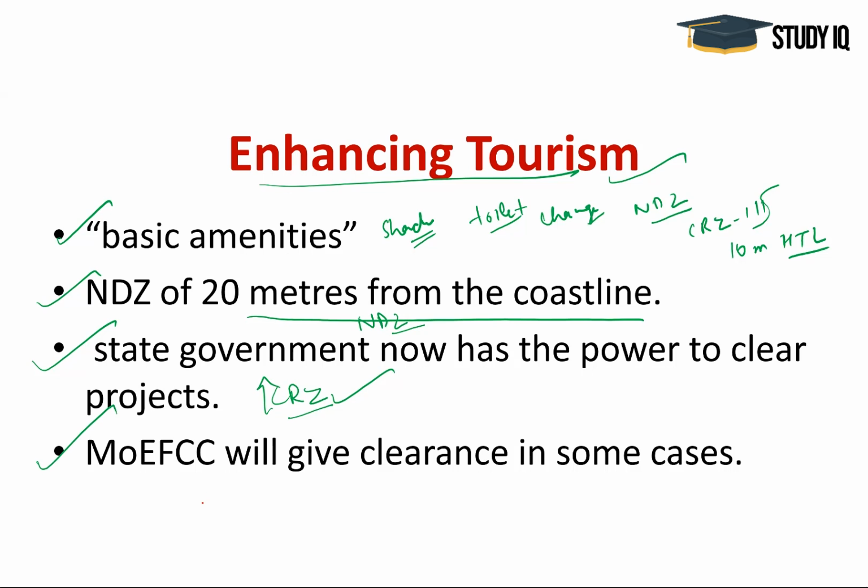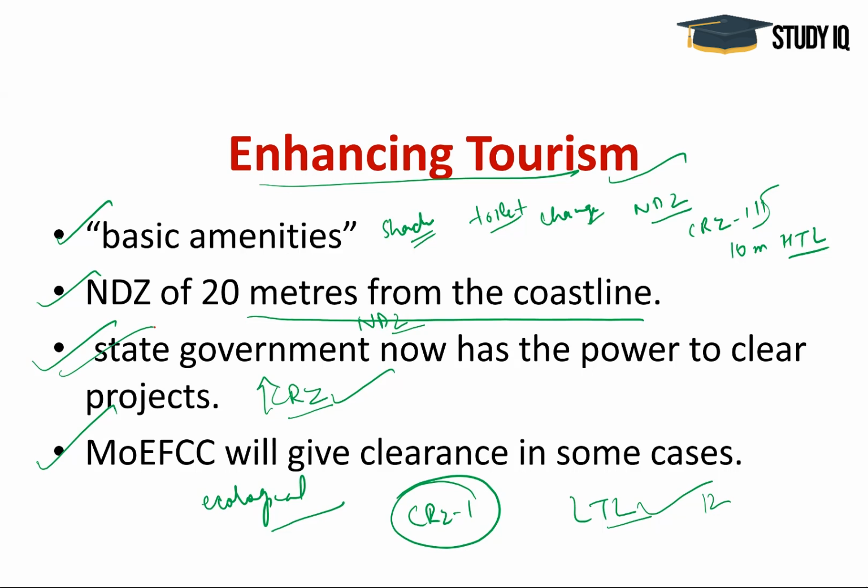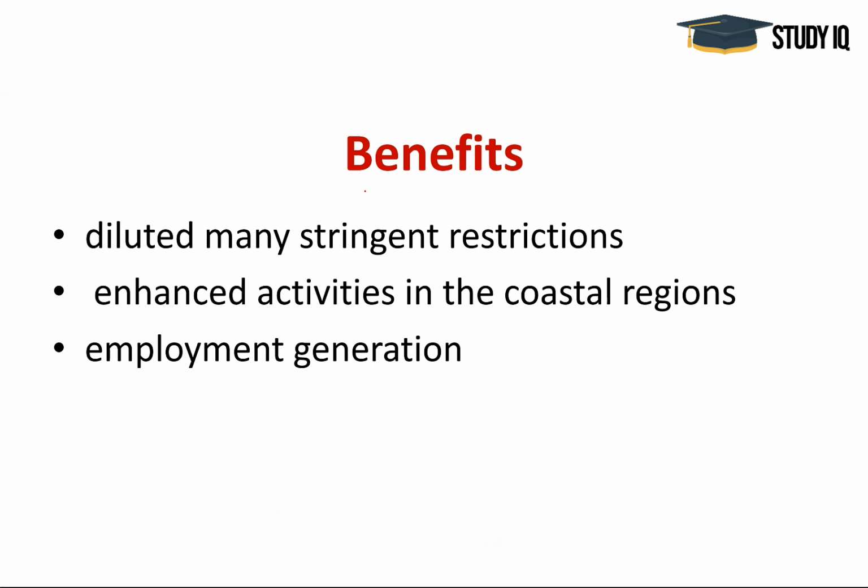Only in the case of ecologically sensitive areas which are CRZ 1, known as coastal regulation zone 1, and those covered in the low tide line and 12 nautical miles seaward, the Ministry of Environment, Forest and Climate Change will give clearance. Otherwise the state government will give the clearance now, but in certain cases, as I told you, like in CRZ 1 areas, the clearance will be given by the Ministry of Environment. Okay, now see what the benefits of this notification are.